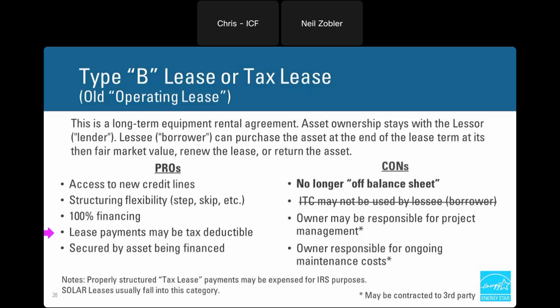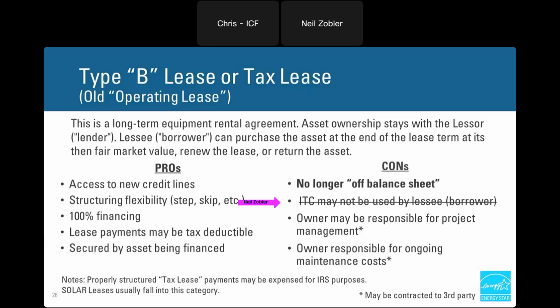Now that is more in line with a tax lease than it is an operating lease. And it is being secured by the asset being financed. As I had mentioned earlier, it's no longer off balance sheet. It will go on the balance sheet. It used to be that the tax credits could not be used by the lessee.